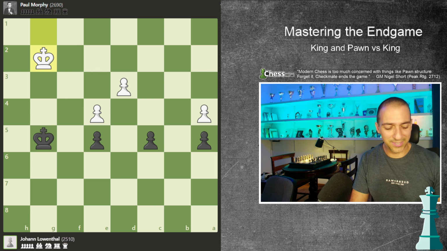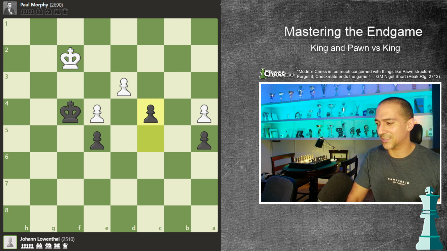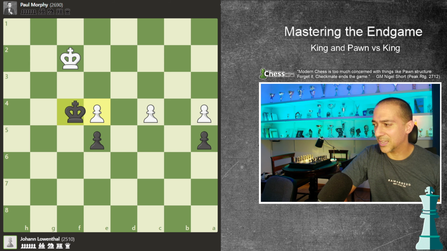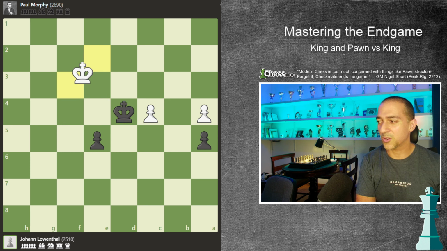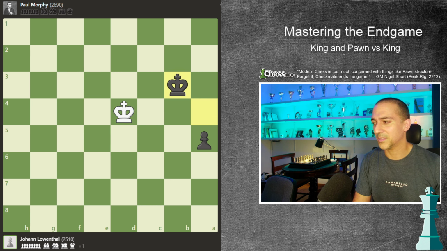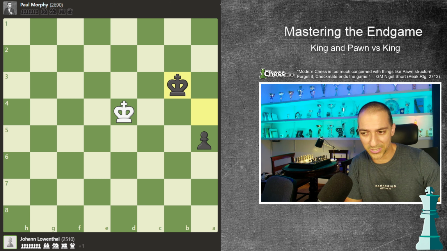But the thing is that Löwenthal can play king f4 because of the sac on c4. And after pawn takes, I will win the game because I can reach this pawn, and I will control the key squares and I will win the game. Are you seeing? I'm controlling the key square. So here the game is over and Morphy has resigned.